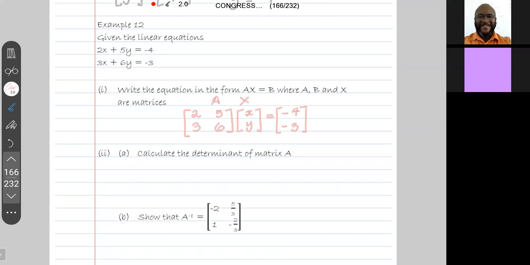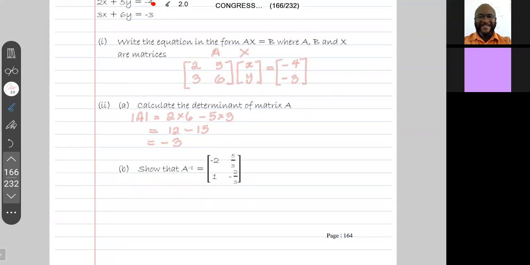All right, so that's what we have so far. Next, we're asked to calculate the determinant of matrix A. Now, the determinant of A would be equal to 2 times 6 minus 5 times 3. So this is 12 minus 15. The determinant of A is -3.